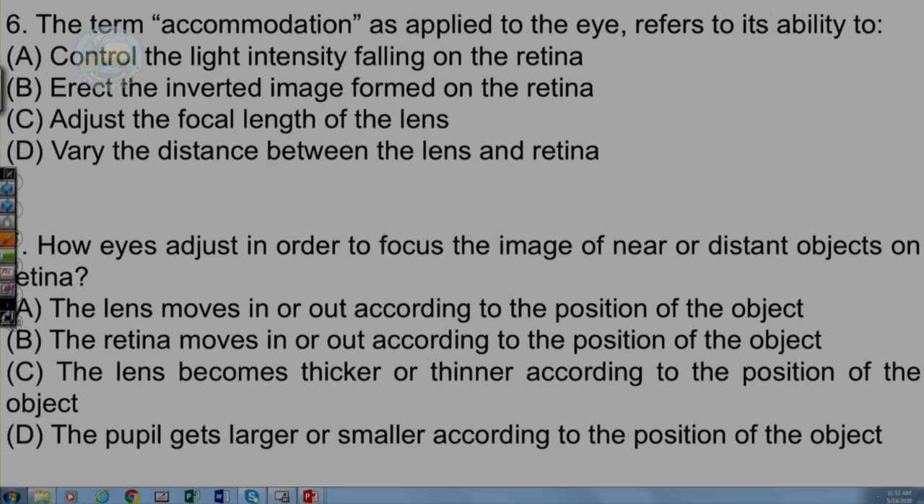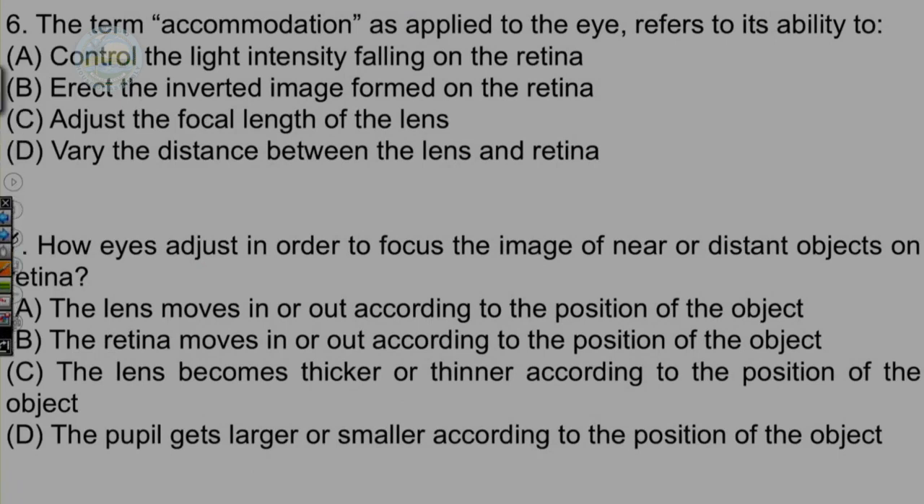Number 6, the term accommodation as applied to the eye refers to its ability to A. Control the light intensity falling on the retina, B. Erect the inverted image formed on the retina, C. Adjust the focal length of the lens, and D. Vary the distance between the lens and the retina. Plenty words, but the answer here is C. The accommodation helps to adjust the focal length of the lens.